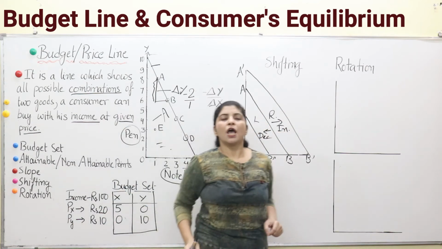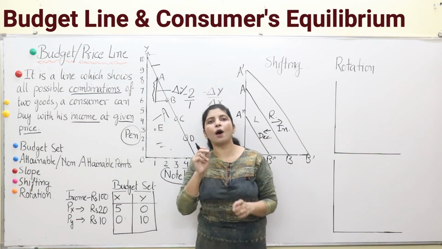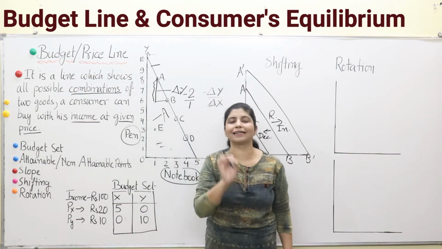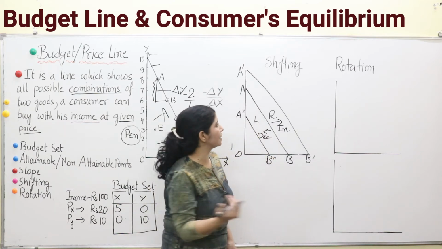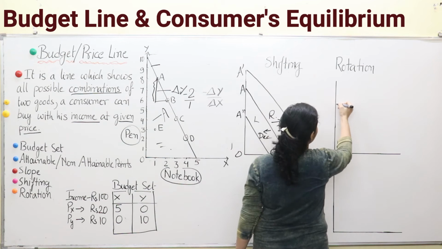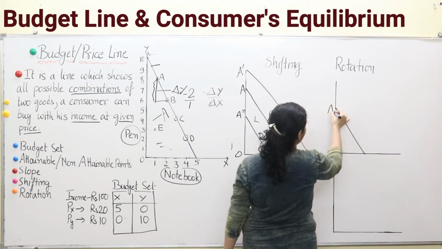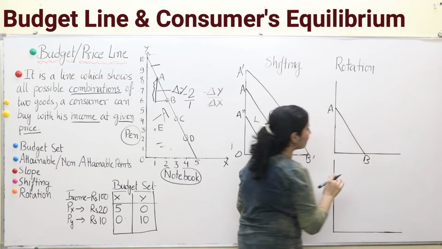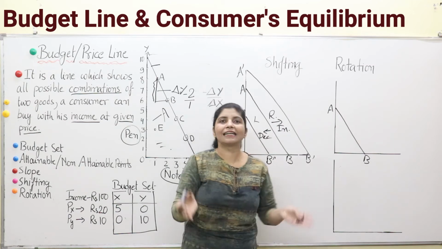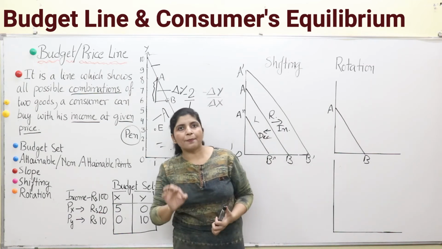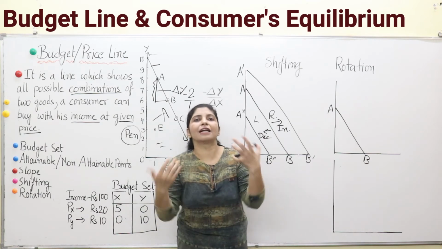Now, the rotation. Rotation happens when the price of only one commodity increases or decreases, right? In case the price of a commodity decreases, we take the initial price line. Here the initial price line is AB, right? Suppose here the price of your X commodity decreases, and you know when the price of any commodity decreases, you buy more of that commodity.